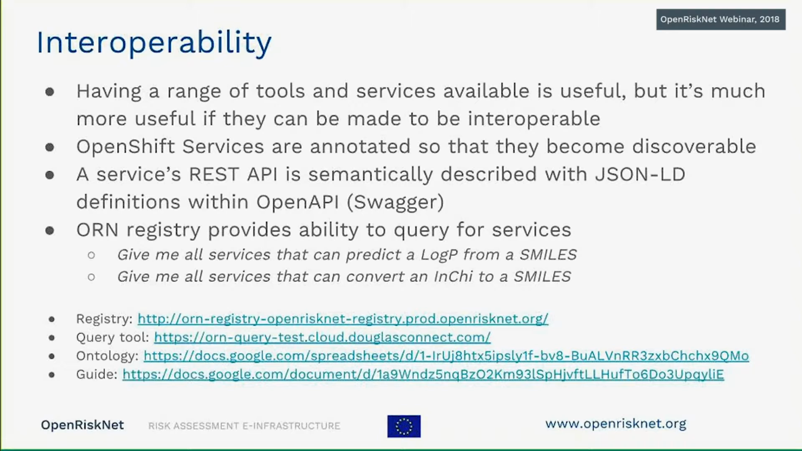There's a lot more information available. Firstly, about the registry, there's a link there. There's a query tool to let you try out running queries against the annotated information. There's a link here to the ontological terms that are used to define the semantic description. And there's a user guide for how to do this, how to annotate first the OpenShift service and then the Open API service. So if you want more details here, just go and take a look at those links.